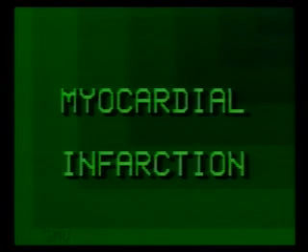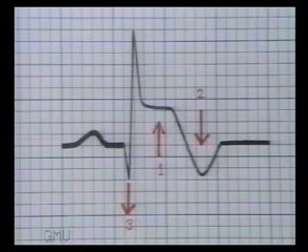Myocardial infarction. Myocardial infarction produces three basic changes in the leads facing the infarcted wall. Number 1, elevation of the ST segment indicating zone of injury. Number 2, inversion of the T wave indicating the effect of surrounding ischemic zone. And number 3, a deep and wide Q wave indicating the zone of infarct or dead muscle.